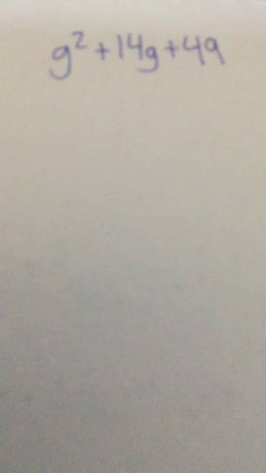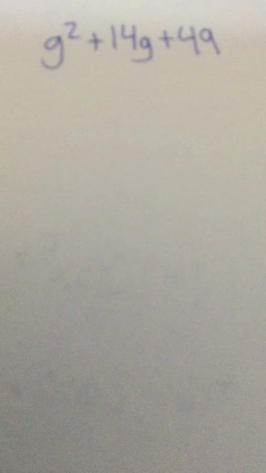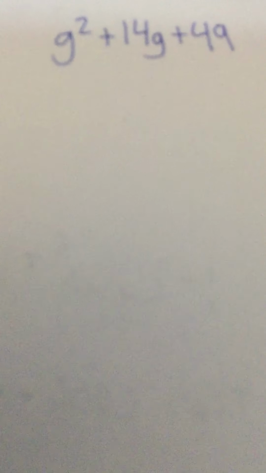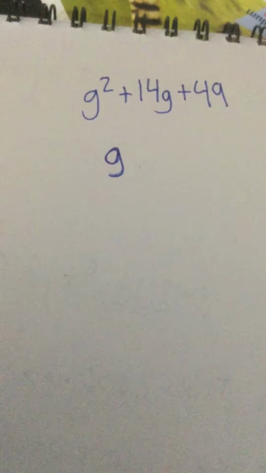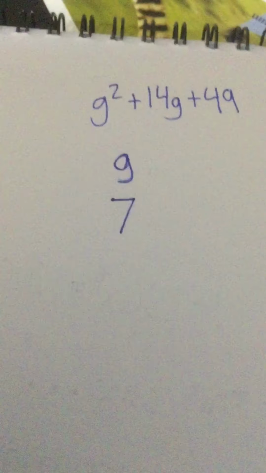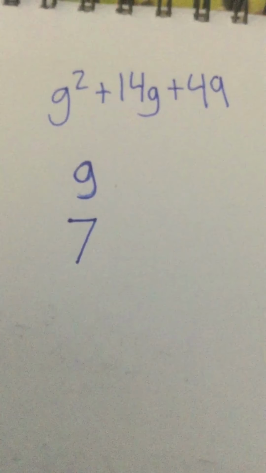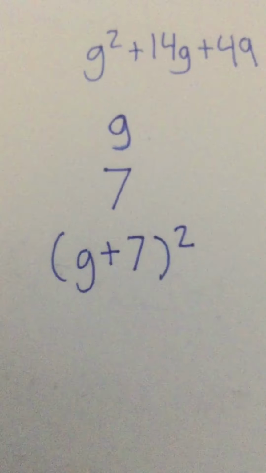Here's one more example of a perfect square trinomial: g squared plus 14g plus 49. The square root of the first term is g, while the square root of the last term is 7. The sign of the middle term is a plus sign, so it is (g plus 7) squared.